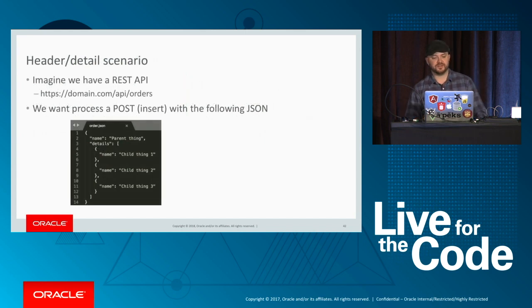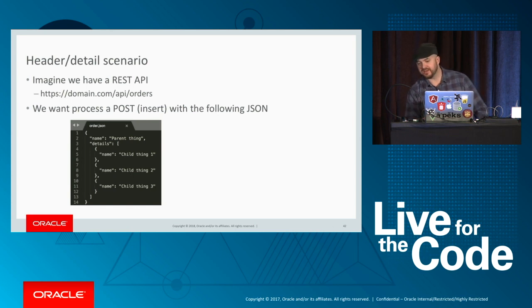Let's start with the header detail scenario. And just imagine that we have some API endpoint. The endpoint is some URL/API/orders. And the idea is that somebody is going to issue an HTTP post against our URL endpoint.